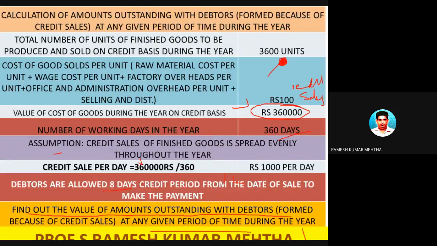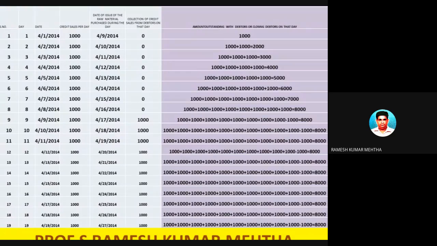So let's talk about that particular point. Now, this is a pyramidical way of presenting my solution to finding the formula for the amount of money outstanding with debtors at any given period of time. So let's calculate one by one.